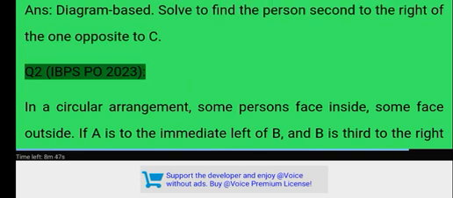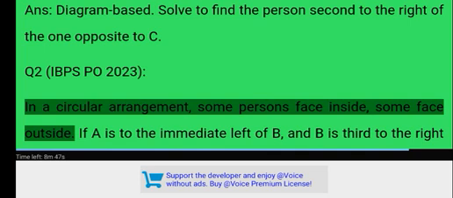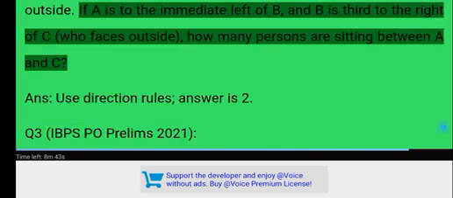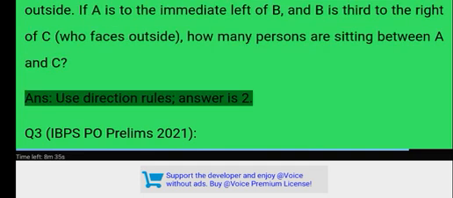Q2, IBPS PO 2023. In a circular arrangement, some persons face inside, some face outside. If A is to the immediate left of B, and B is third to the right of C, who faces outside, how many persons are sitting between A and C? Answer: use direction rules, answer is 2.